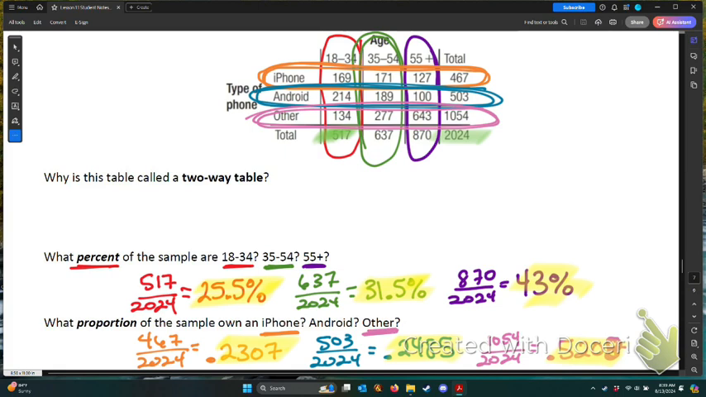Yeah, or marginal distribution. I don't remember what's going on. I don't use these words very often. I know, I'm just the teacher. It's fine. These are called marginal relative frequencies. There it is. Marginal relative frequencies.